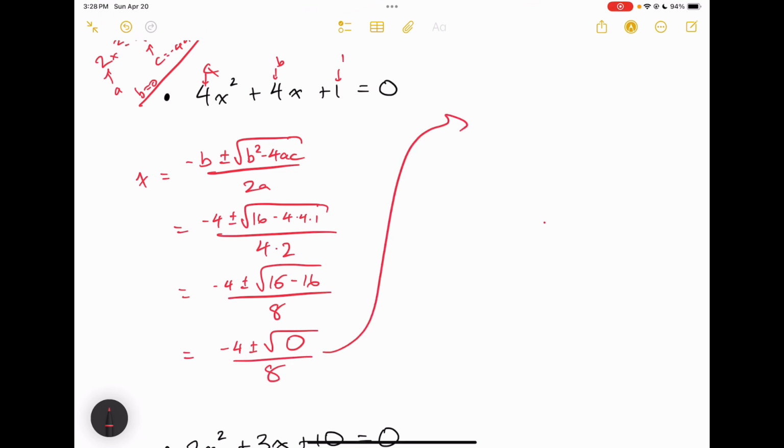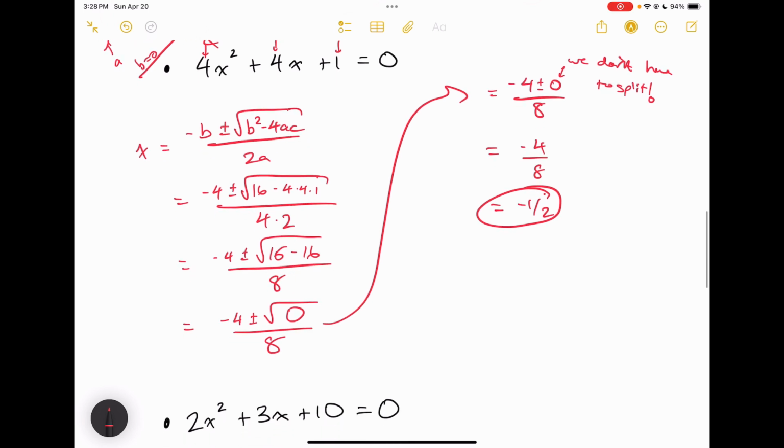Here's an odd one here. The square root of 0 is just 0. So it's going to be negative 4 plus or minus 0 over 8. Because I have this 0 over here, we don't have to split. So now it's going to be just negative 4 over 8. Simplify that down to be negative 1 half. Nice and easy.